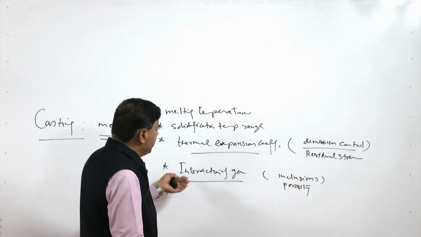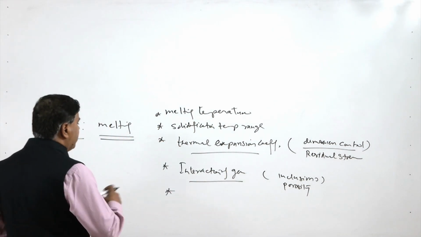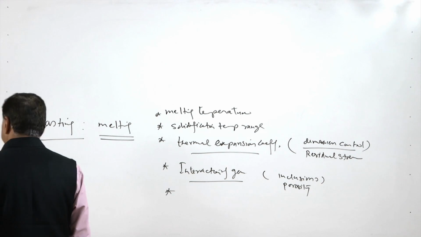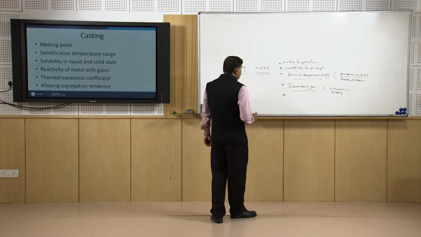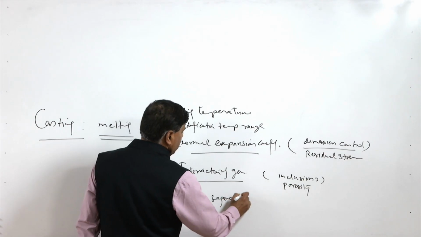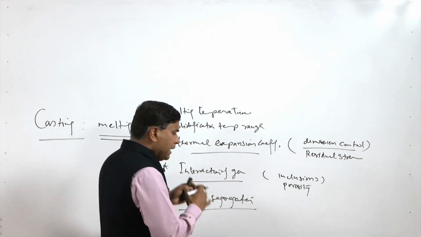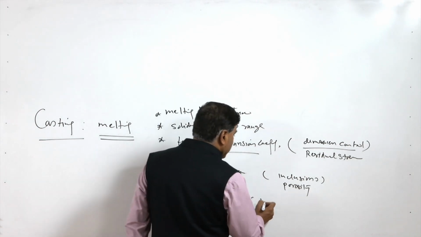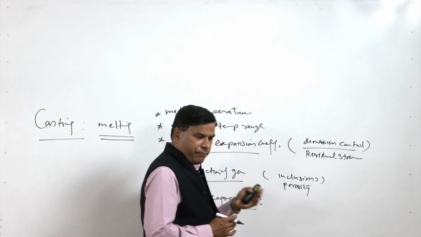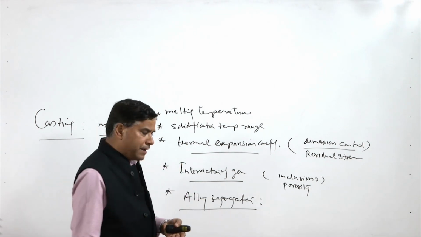This is the chemical property where the affinity of the molten metal to the surrounding gases is limited, and the solubility difference is less between the liquid and solid state, that will be leading to reduced porosity. And then alloy segregation tendency. This will be more in the systems having a wider solidification temperature range. At the same time, if the alloying elements have a larger difference in terms of physical properties, then they will have a tendency to segregate either at the top or at the bottom.